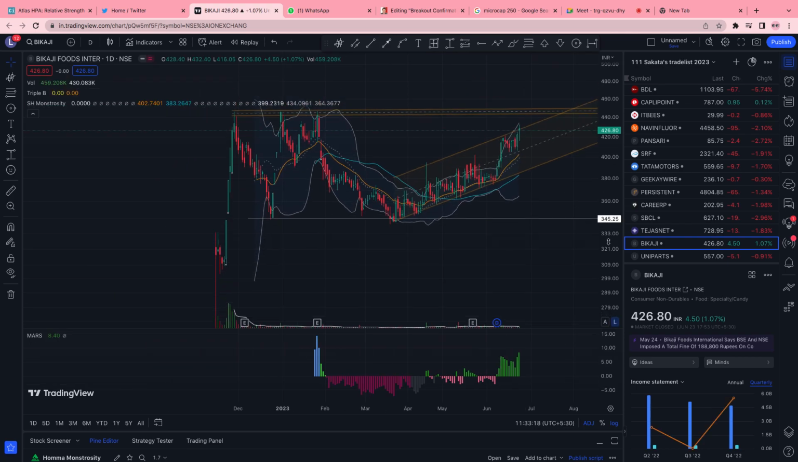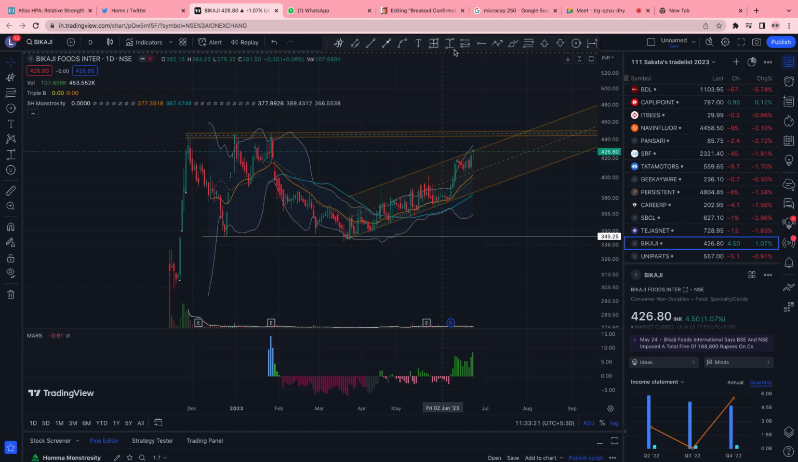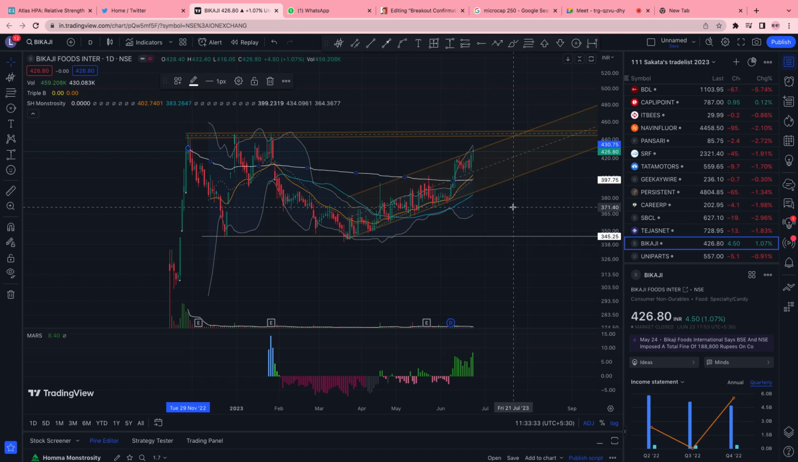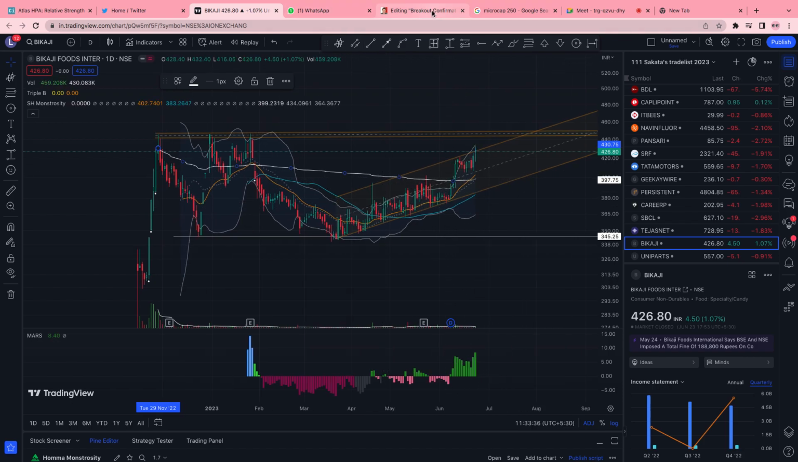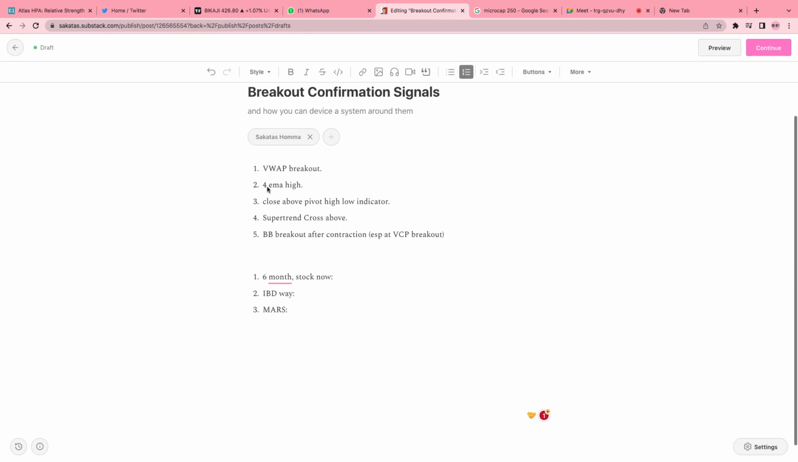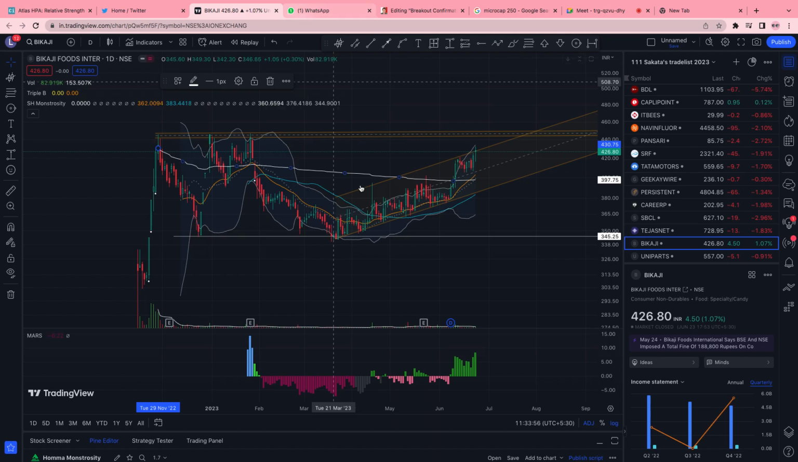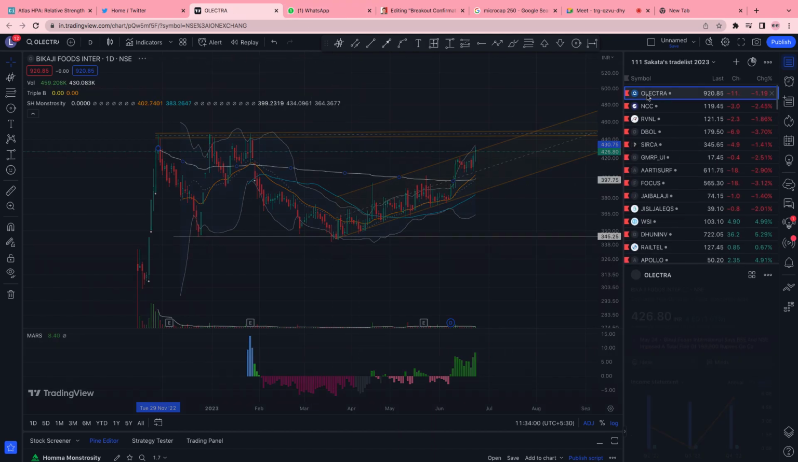So for example, in Bikaji, we know that this is the previous high. So you just have to put the VWAP and see where it crossed significantly. That could be a signal that the breakout has come. It works for some, it doesn't work for some. Similarly, 4 EMA high is what many people use. Close above the previous high is a very standard one. The two more successful in my opinion are the super trend cross and the Bollinger band breakout, especially after contraction. Okay, so I'll show you the example of this using the Electra trade.